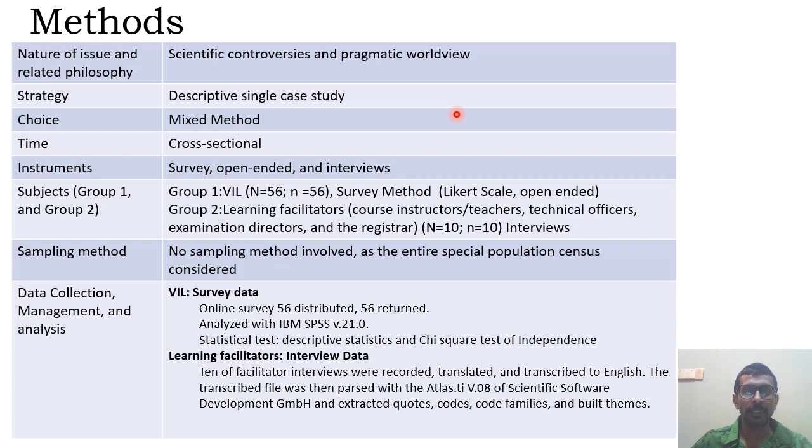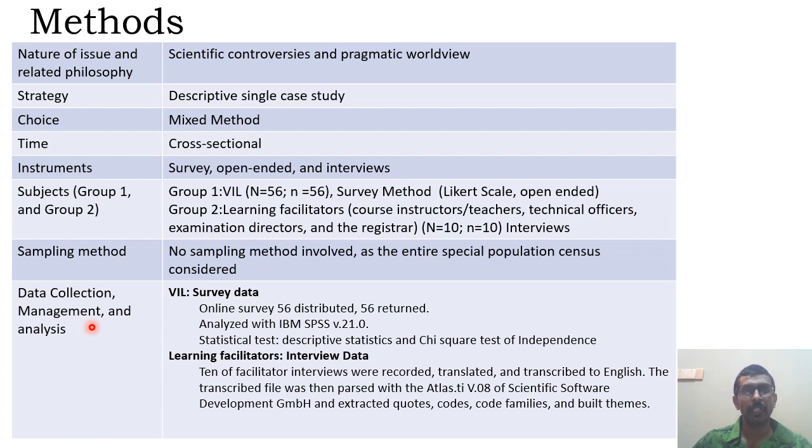Survey method, it's a Likert scale survey, which was ending up with open-ended questions. Group 2 was facilitating staff, course instructors, teachers, technical officers, examination directors and registrar. There were 10 people like that. Sampling, there was no such sampling technique. We took the entire population. It was a census study then.